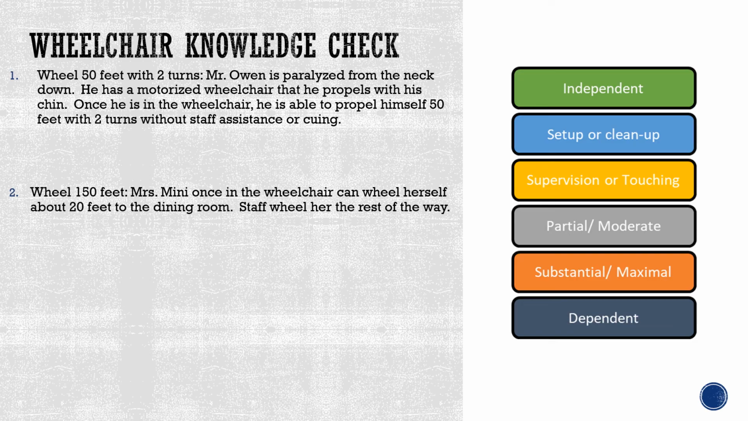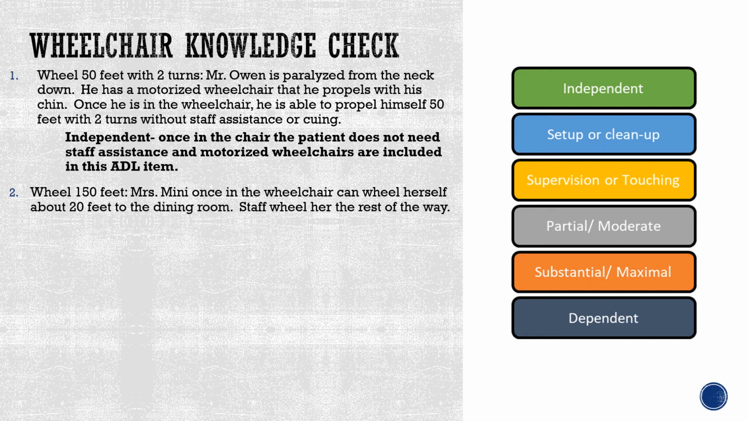Wheel 50 feet with 2 turns. Mr. Owen is paralyzed from the neck down. He has a motorized wheelchair that he propels with his chin. Once he is in the wheelchair, he is able to propel himself 50 feet with 2 turns without staff assistance or cueing. How do we code this item? This is coded as independent. Once in the chair, the patient does not need staff assistance, and the motorized wheelchairs are included in this ADL item.